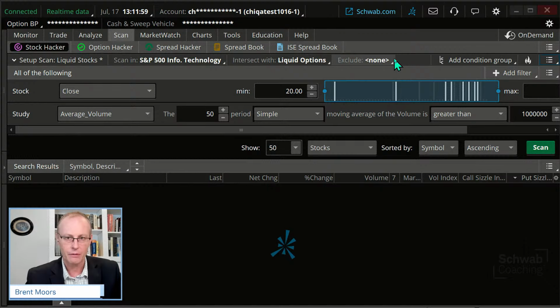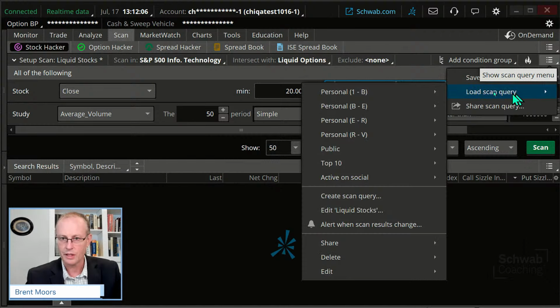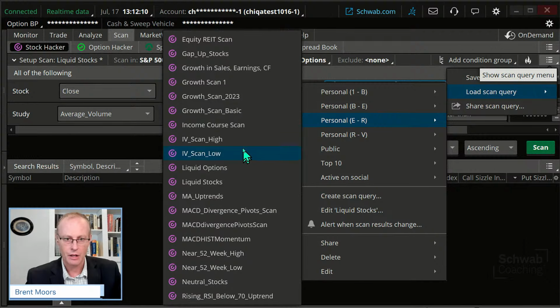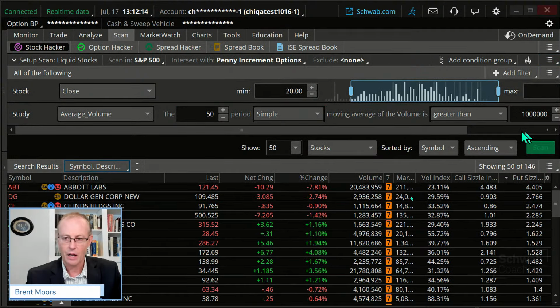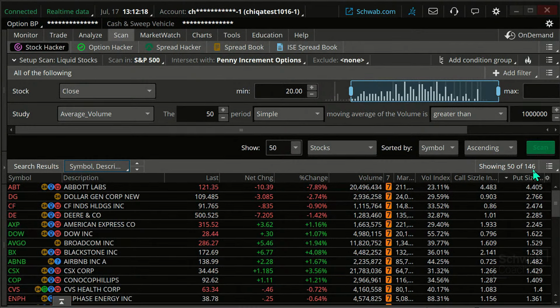Now, here's my scan. Okay. Load scan query. Now I'm in personal, and I'm going to go to liquid stocks, and then I'm going to scan that, and I can find, oh, so we've got 146 results there. Okay. So there we go. This scans S&P 500, penny increment options, and so on.